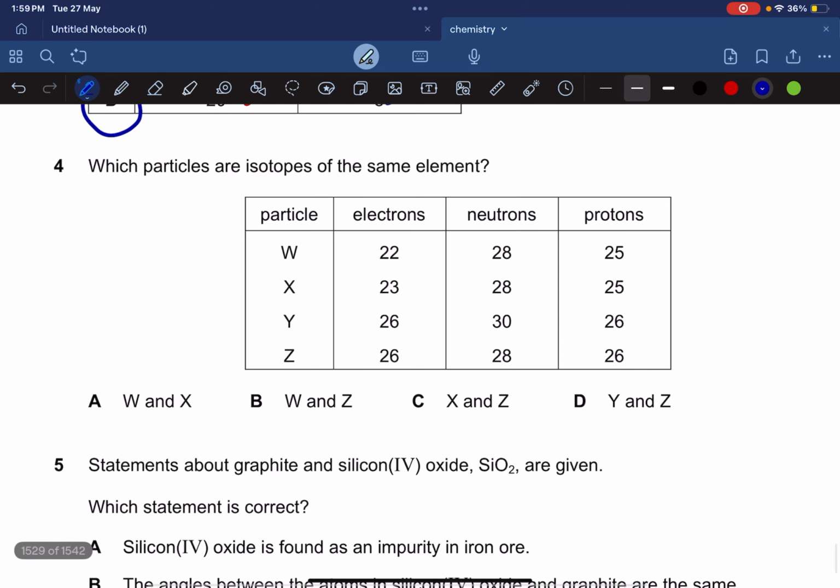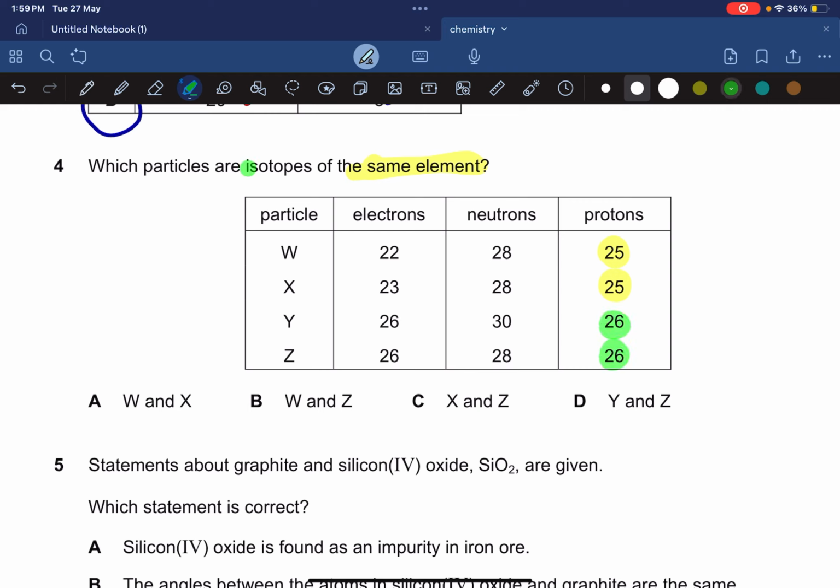Moving on to the next question, which says, which particles are isotopes of the same element? What did I just tell you? If the element is the same, it's going to have the same proton number. Proton number is basically the identity of that element. If two atoms are the same element, it is impossible for them to have different proton numbers, because if the proton number changes, the identity of the element changes. So these two are the same element because they have the same proton number, and these two are the same because they have the same proton number.